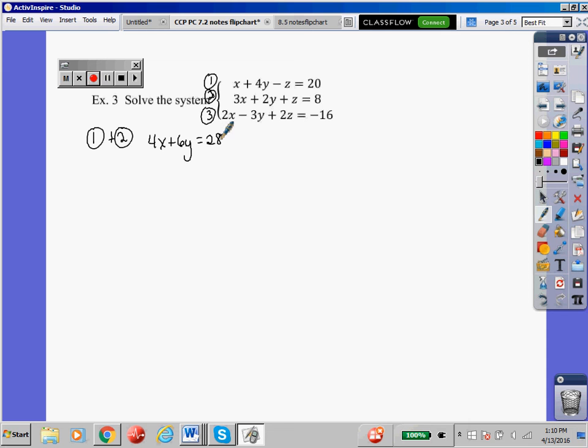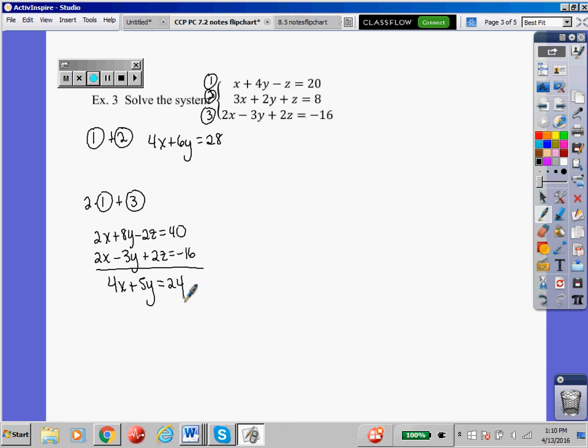Now, did you notice if you just do 1 plus 2, that eliminates the z's, and you can do that one in your head, easy. But at least put 1 plus 2, you know? One of the most common mistakes that I see students make is they forget to multiply the right side of the equation, so be careful with that. Then I'm taking 2 times the first one plus the third one to get rid of z again. You did not have to do it this way.